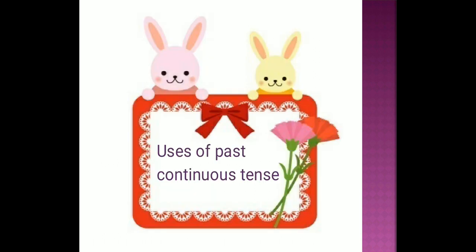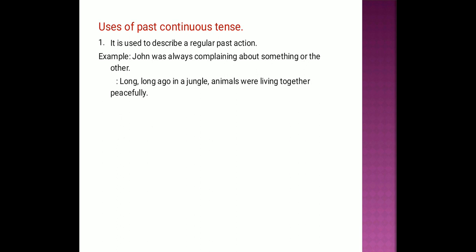Now, we are in the last topic of today, uses of past continuous tense. So, when and why do we use it? We use past continuous tense to describe a regular past action, means the actions which happen regularly. For example, John was always complaining about something or the other. Long, long ago in the jungle, animals were living together peacefully.